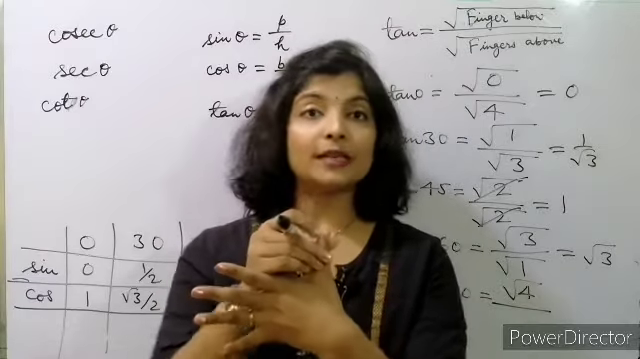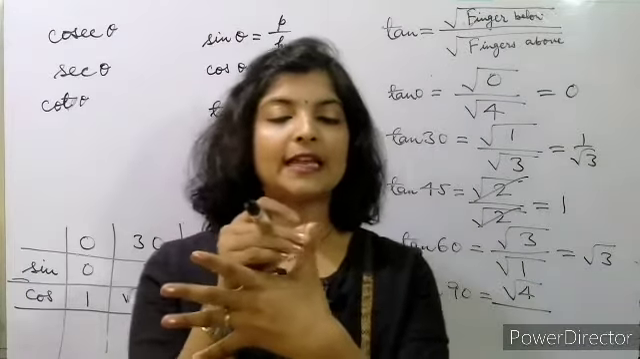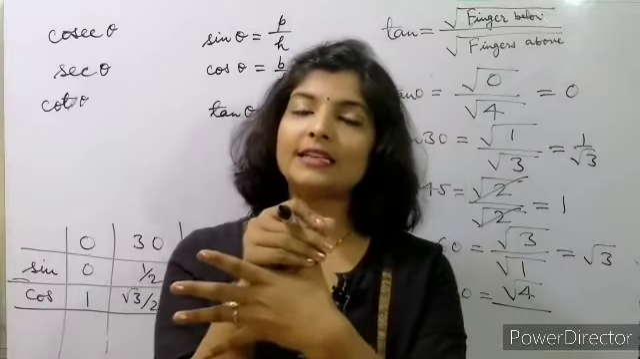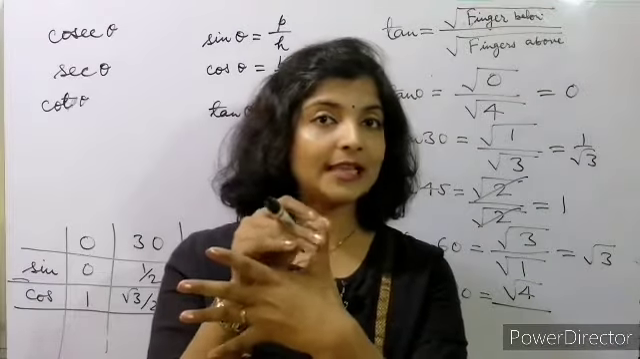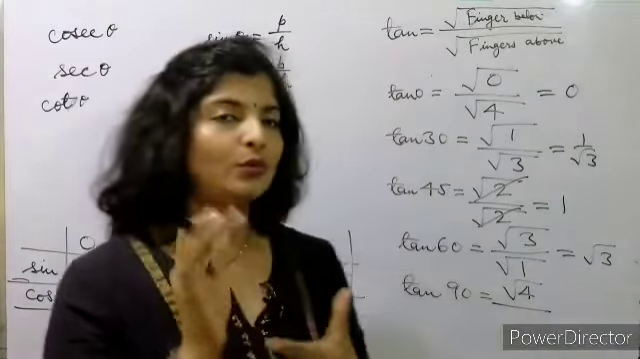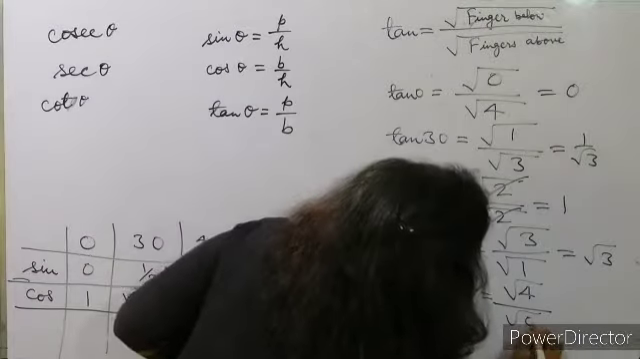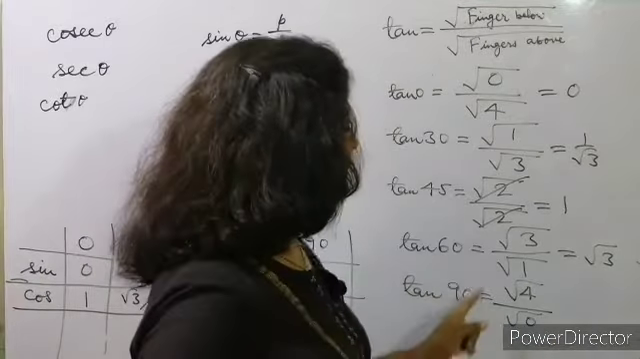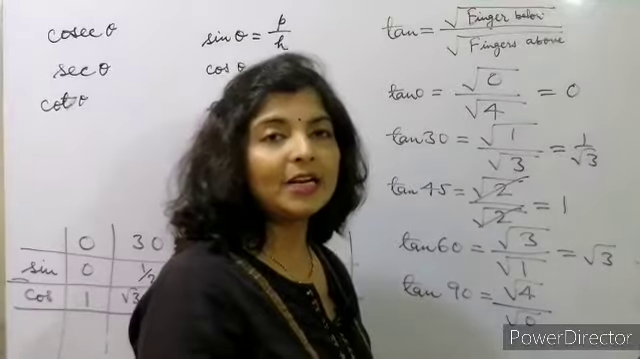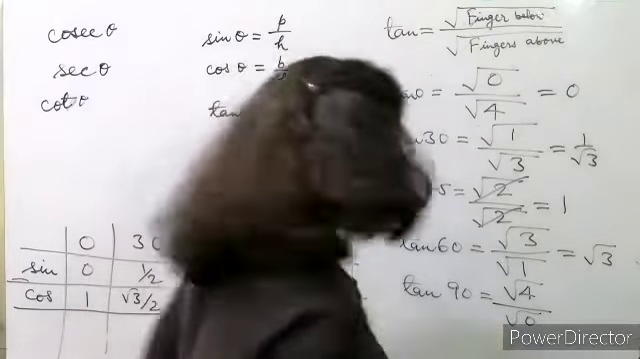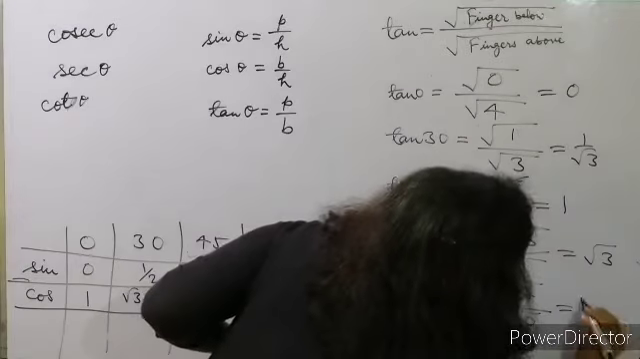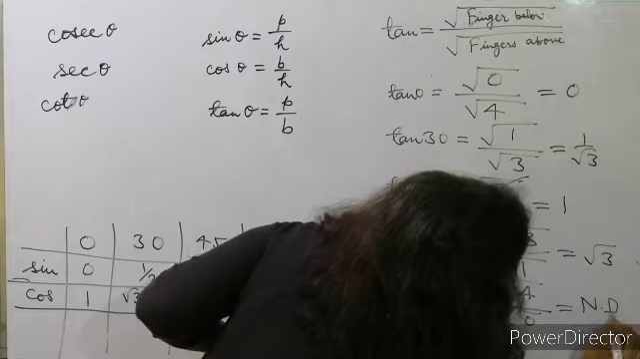And we have to find out the value of tan 90. So how many fingers are above this? How many fingers are there above this? No, 0. So root under 0. And as we know that anything divided by 0 will be infinity. So not defined. So ND, not defined.